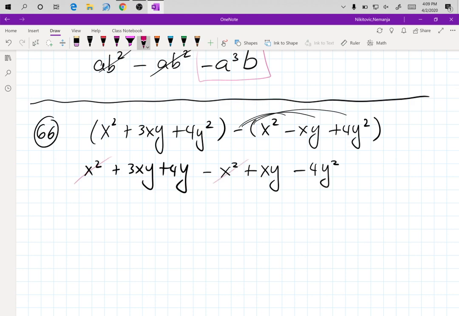Now these two cancel because x squared minus x squared is 0. So now I have 3xy and xy, so that's 4xy, because 3 plus 1. Oh, this is a square over here. I forgot to write a square. And now we have the y squared terms, which also cancel. And the answer is just 4xy. So you subtracted two trinomials, and your answer ended up being only one term, 4xy.